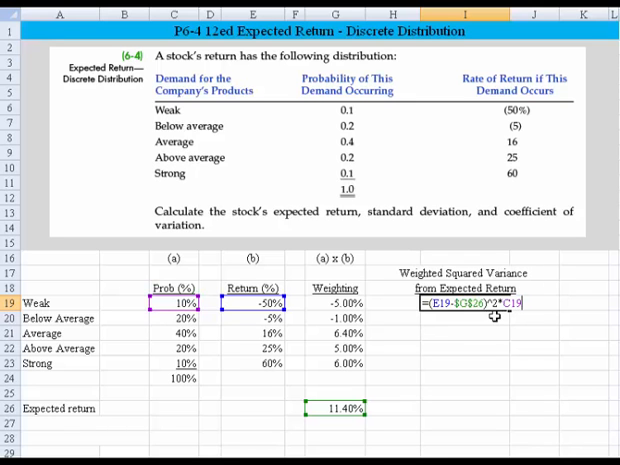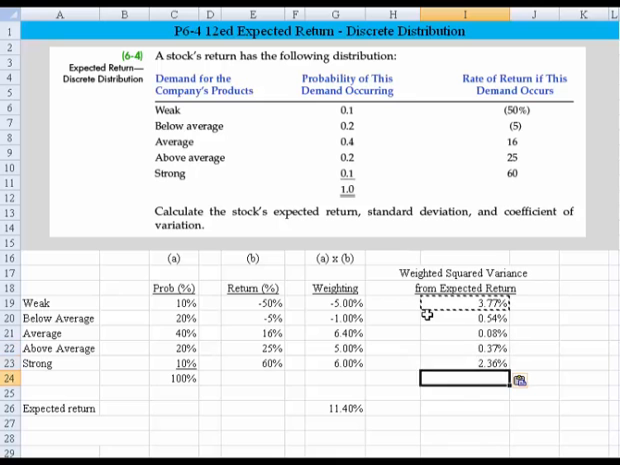Now we could have put parentheses around the 2 over here at the beginning. But the way Excel and most programming languages work, it understands that we need to do powers before we do multiplication, so it's not necessary. Okay, so once I do that, I get a weighted squared variance from the expected rate of return, and then I can copy that going down. Okay, now let's put a title over here. The standard deviation means we take the sum of all those weights and then take the square root.